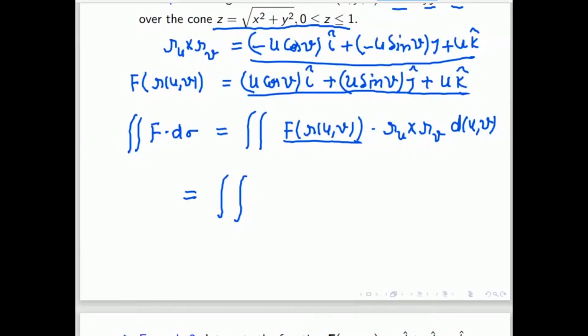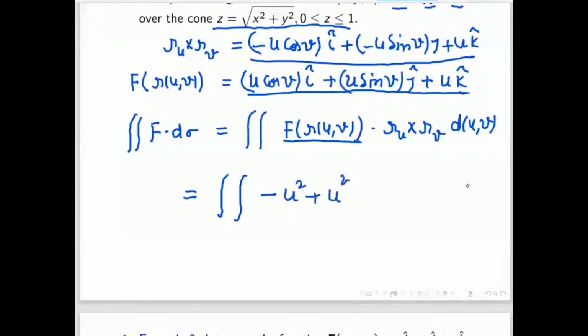It will give u square cos square v minus u square sin square v, so minus u square, and then plus u square. Even if you apply the limits now, limits are not required. It will give 0 only. So I'm not applying limits. The answer will come 0. Anyway, we know the limits are from 0 to 1 and from 0 to 2 pi.